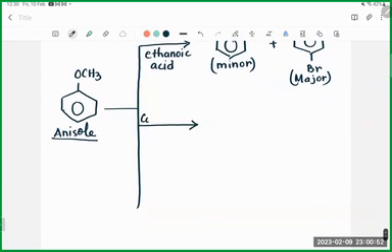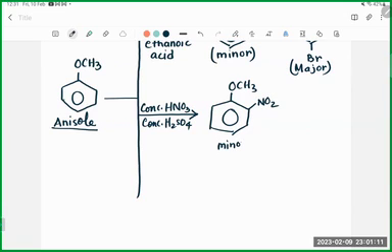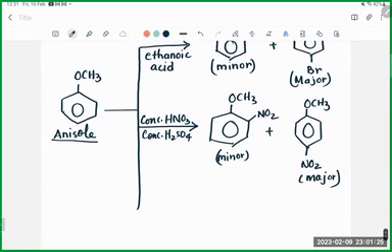With concentrated nitric acid and concentrated sulfuric acid taken here, we get not a single product but two derivatives. We get the ortho OCH3 derivative as minor, and the next one as the major product. These all are the products of the electrophilic substitution reaction, right?